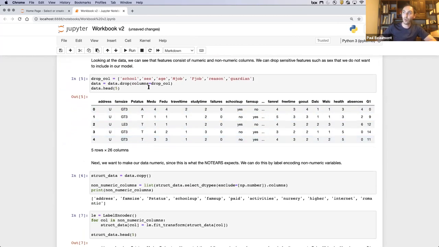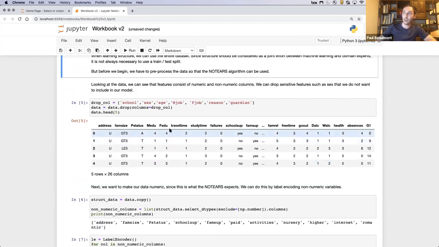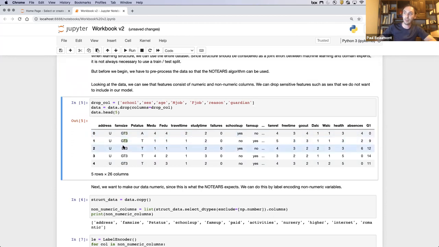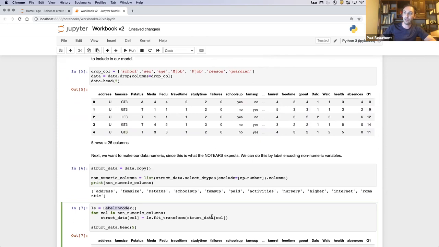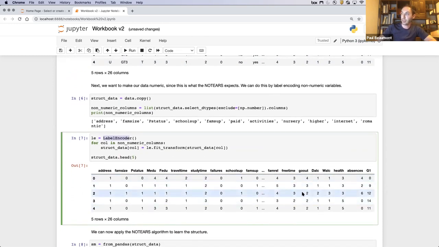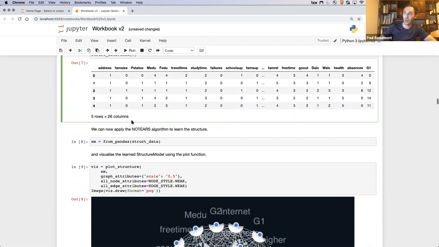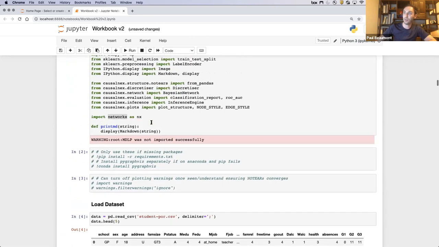The first thing about working with this NO TEARS algorithm is that we essentially need to turn all of the data into numbers. You see that we have a lot of categorical features as well. What we want to do is just label encode it. At this point, we're not interested in fitting the probabilities yet. We just want to denote the different states. So all we do is convert this into a pandas data frame of just numerical values. Then the next bit is as simple as using the function from CausalNex.